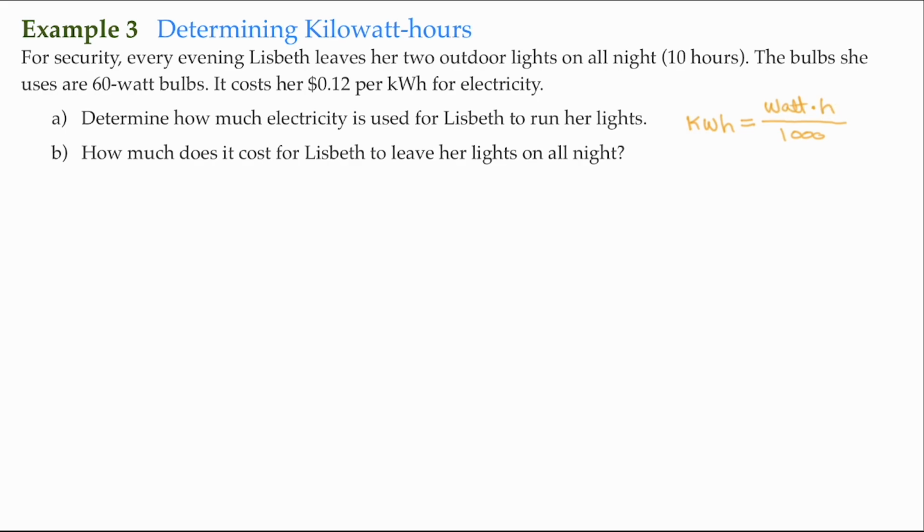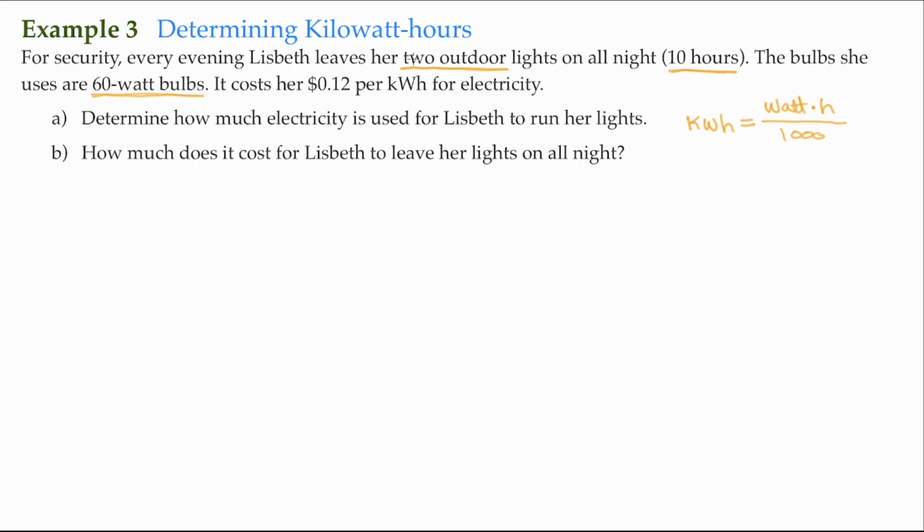So then for this example, it says, for security, every evening Lizbeth leaves her 2 outdoor lights on all night, and that's for 10 hours. The bulbs she uses are 60-watt bulbs. If it costs her 12 cents per kilowatt hour for electricity, then we have these two questions here, A and B. So let's just point out a couple of things here. She leaves them on for 10 hours. So there's our hours right here. These are 60-watt bulbs. So that's our wattage. That's our W. But a couple other things to point out. She has 2 of them. She's using 2 outdoor bulbs.